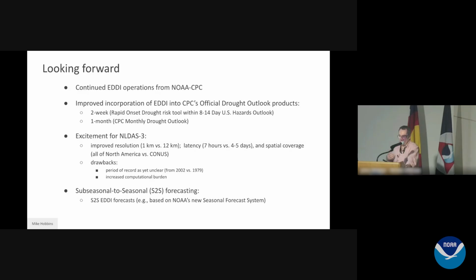They could also potentially be integrated into CPC's ongoing development of new probabilistic drought outlooks. I'm reading this because this is not my focus. However, that part of the work will require more funding resources to proceed.